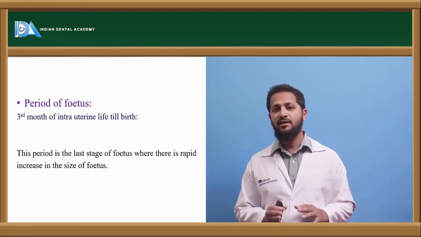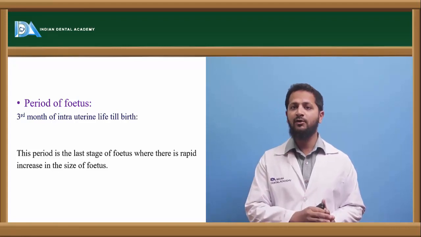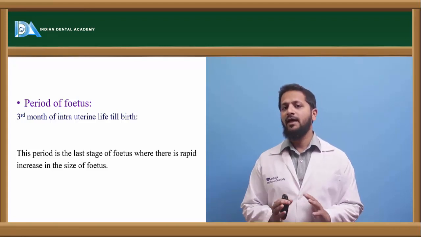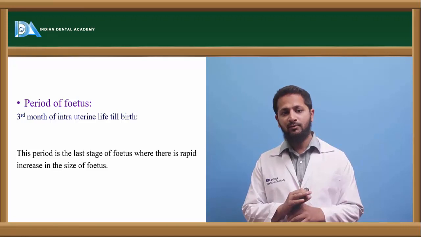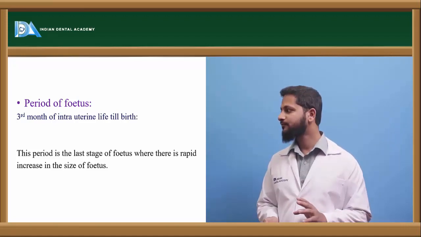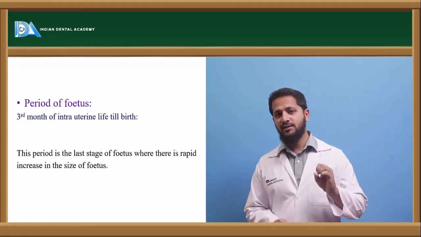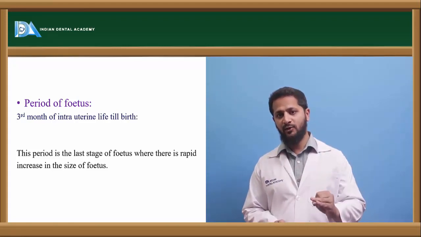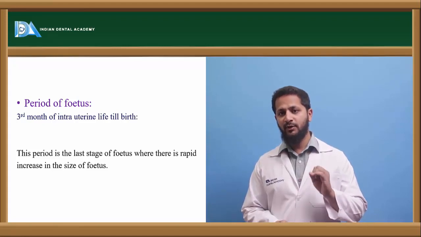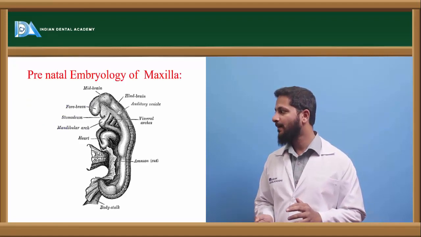Finally, coming to the last, the period of fetus. It is the period that runs from the 3rd month of intrauterine life till birth, and no new formation takes place here. There is only an increase in the size of the fetus. So with this, we have discussed the various periods. First is the period of ovum, second is the period of embryo, third is the period of fetus. The period of embryo is further divided into pre-somite, somite and post-somite period.